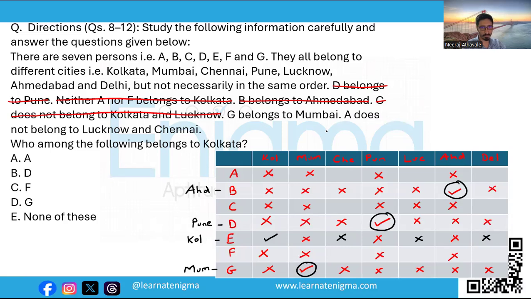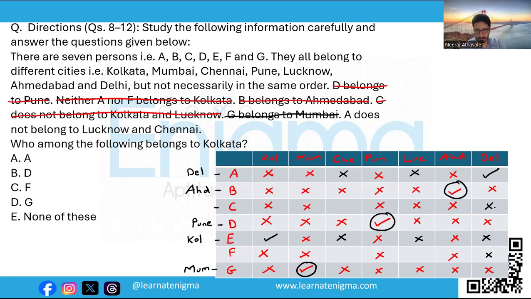Right? Now, A does not belong to Lucknow and Chennai. Okay, it's also given. This part also gets cancelled out. So for A, only city remaining is Delhi. So everything else gets cancelled out here.